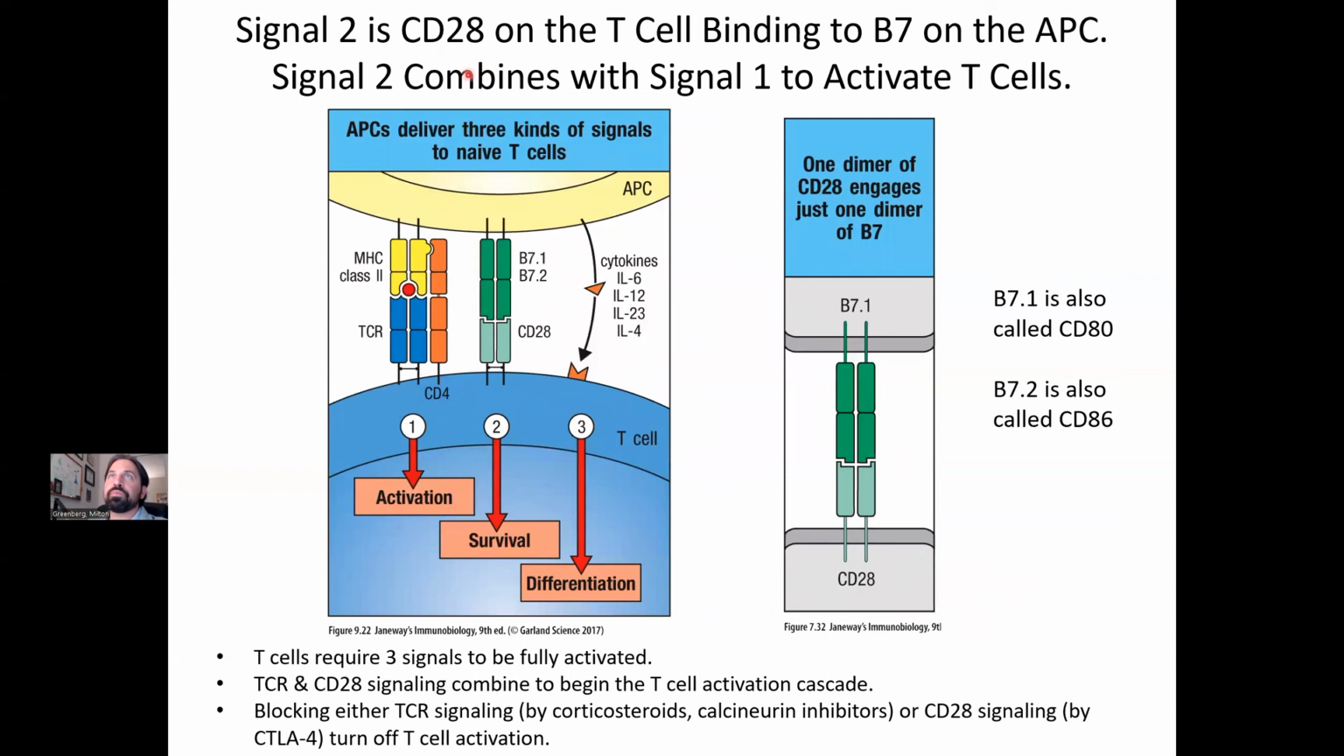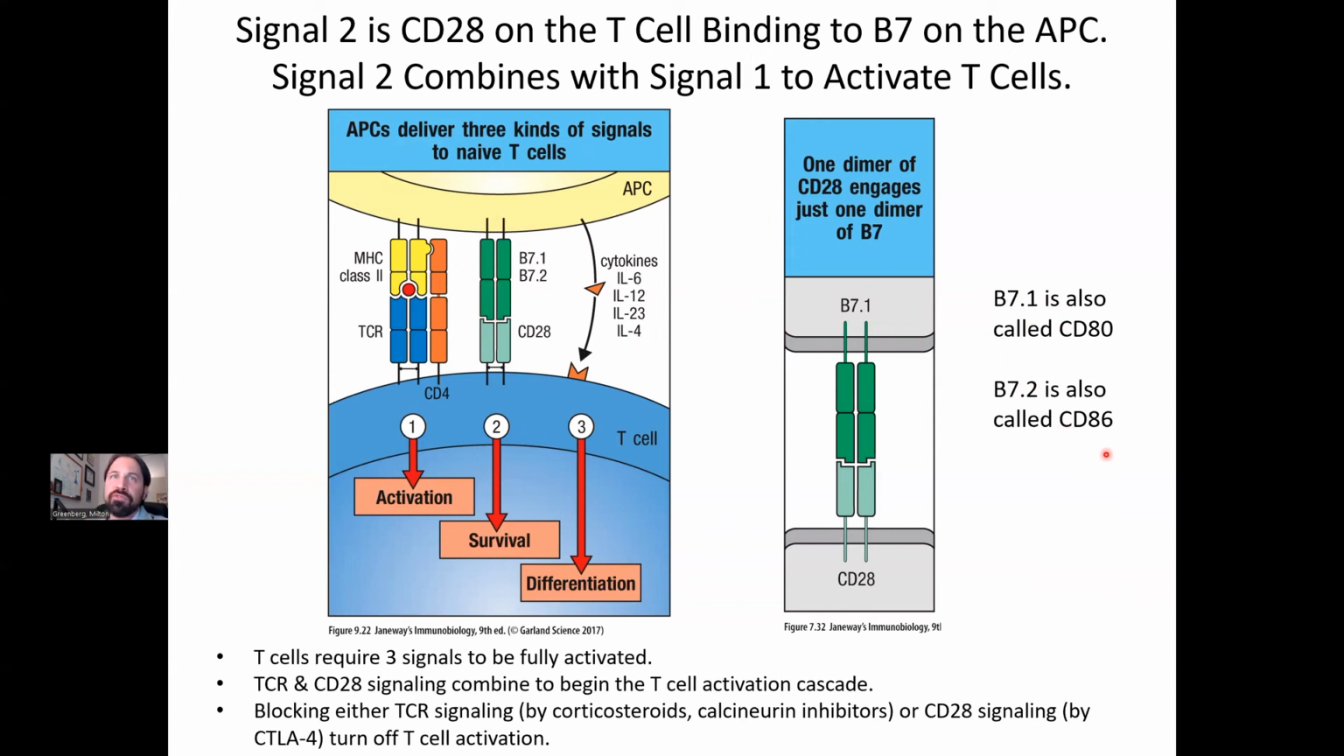Okay, so that was all signal 1. We were talking about steroids and calcineurin inhibitors. Now let's talk about signal 2. Signal 2 is CD28. So CD28 on the T cell will bind to B7. B7-1 is called CD80. B7-2 is called CD86.